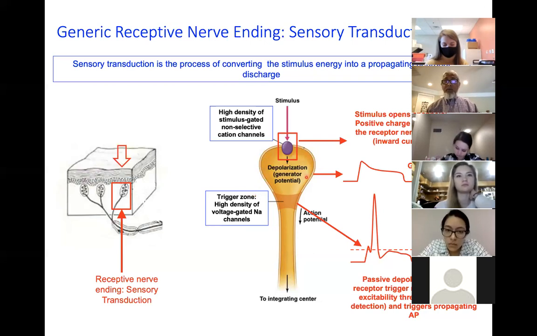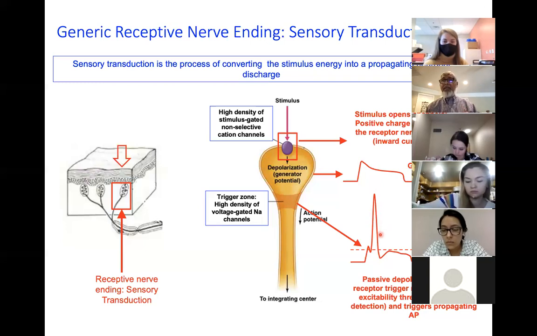Now, when this local change reaches the threshold for excitation of this nerve, at that point, it becomes an action potential in the nerve. What is the difference between this one and this one? This is a local graded potential. We call it a non-propagating potential. This cannot propagate through the neuron. But an action potential is propagated.